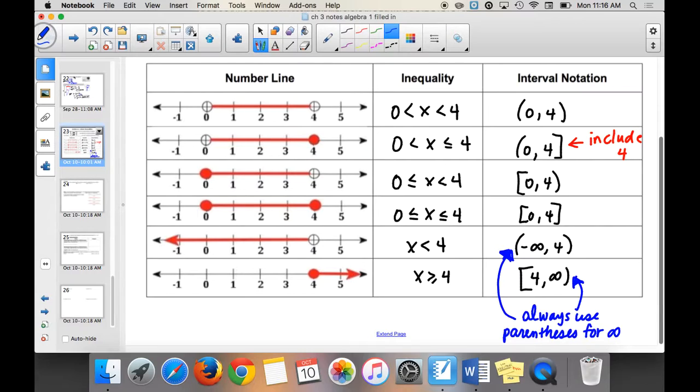Okay, so we always use infinity. Infinities will always have parentheses. We never equal. Shh, guys, we never equal infinity, okay?